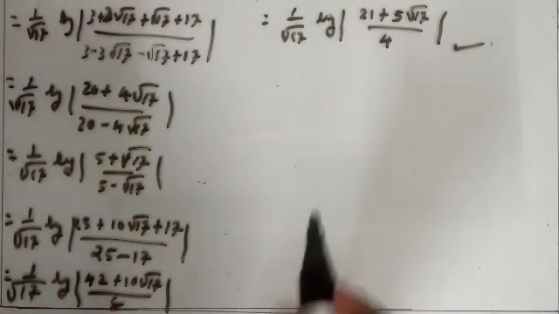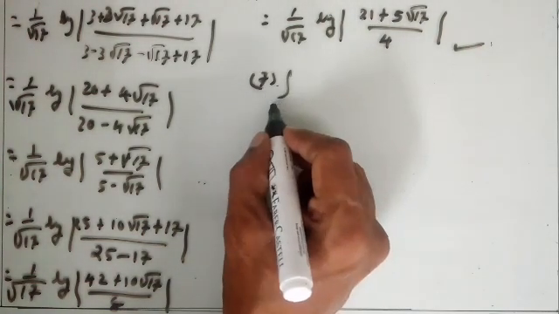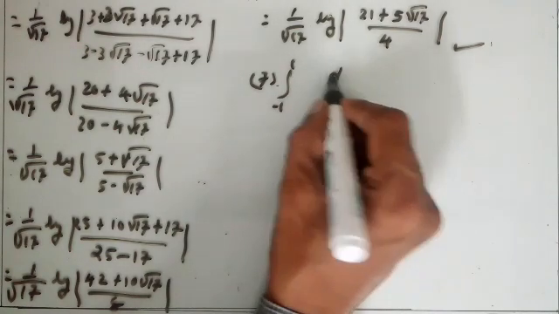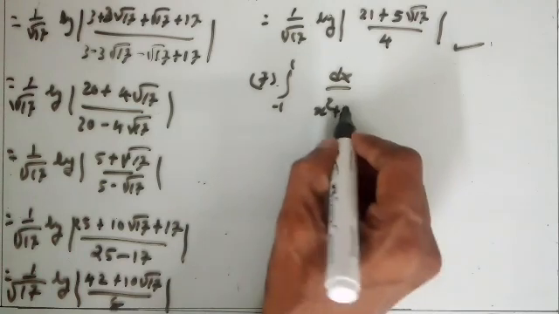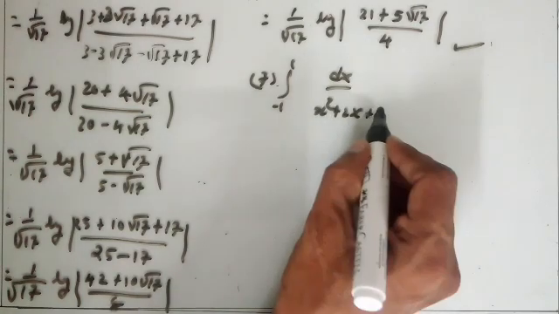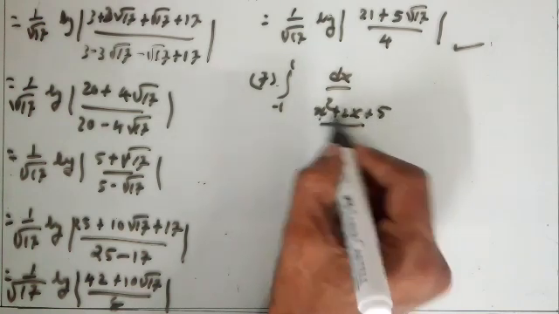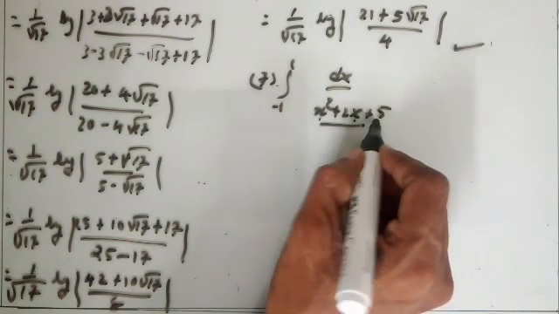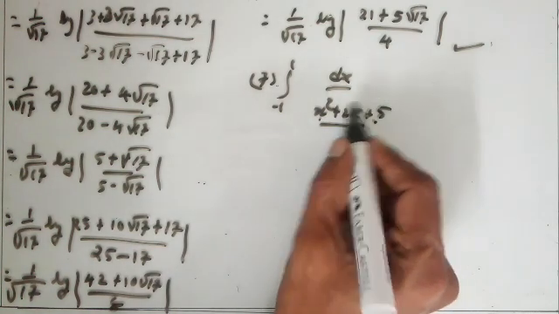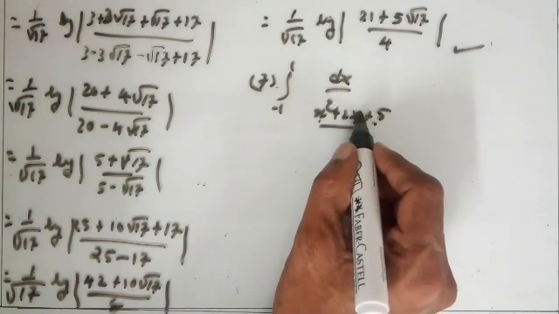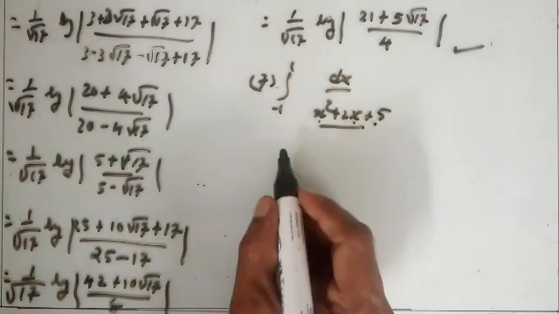Similarly, you are able to solve question number 7. Find the integration from minus 1 to 1 of 1 upon x square plus 2x plus 5. Here add 1 and subtract 1, we get x square plus 2x plus 1 plus 4. So we get (x plus 1) whole square plus 2 square, and get an answer.